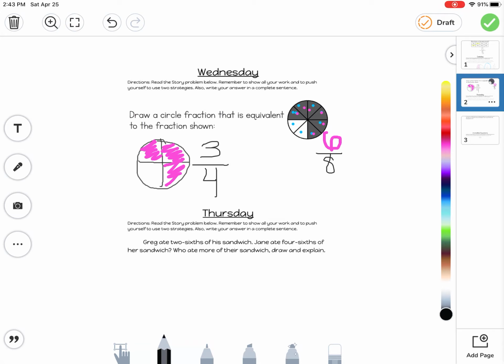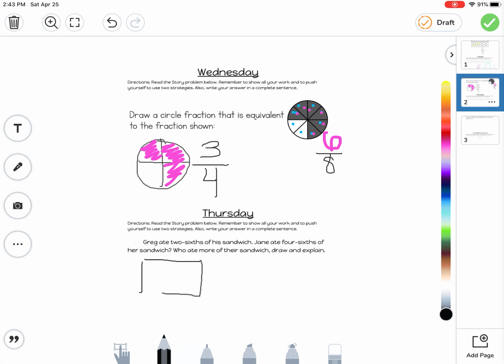All right, so let's go to Thursday. Thursday says, Greg ate 2/6 of his sandwich. Jane ate 4/6 of her sandwich. Who ate more of their sandwich? Draw and explain. So I'm going to draw 2 sandwiches.